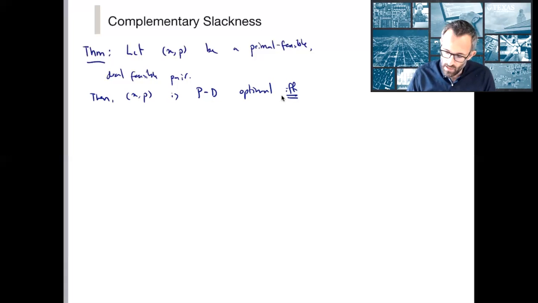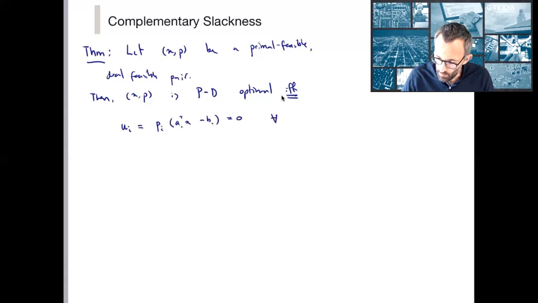It says that another characterizing condition, an if and only if condition for optimality, is that they're optimal if and only if, I'm going to define variables ui, which is equal to pi times (ai transpose x minus bi), and this is equal to 0 for every i, and vj, which is (cj minus p transpose aj) times xj, equals 0 for all j.